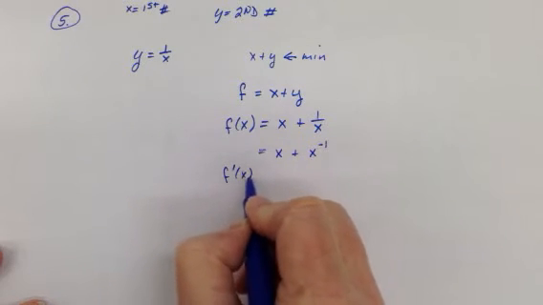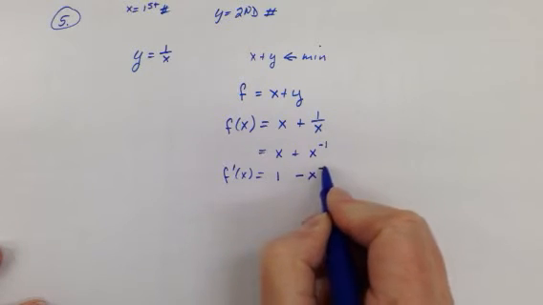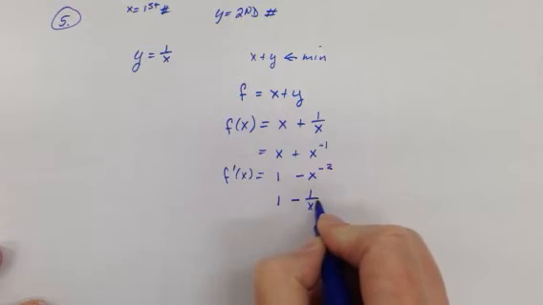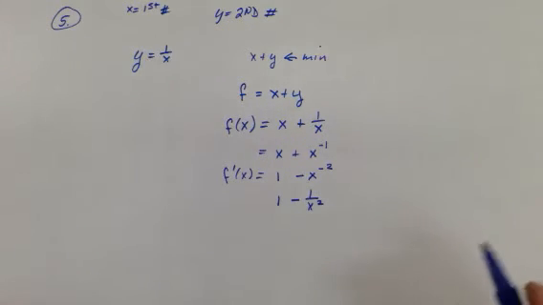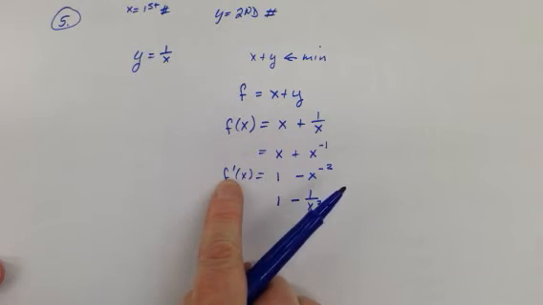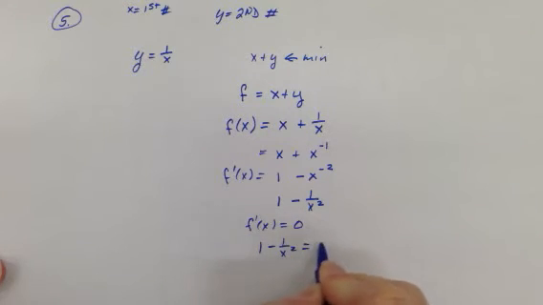The derivative of x is 1, power rule, negative x to the negative second. 1 minus 1 over x squared. Clearly undefined at 0, but other than that, we don't get any other critical numbers. So from undefined, this will be a critical number when the derivative is equal to 0 though. So we are going to set the derivative equal to 0 and solve.